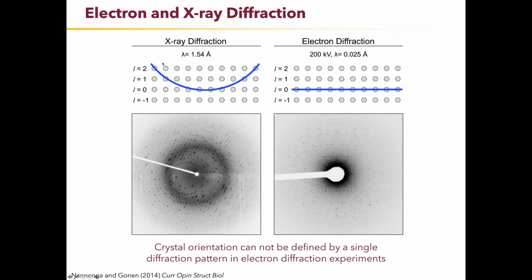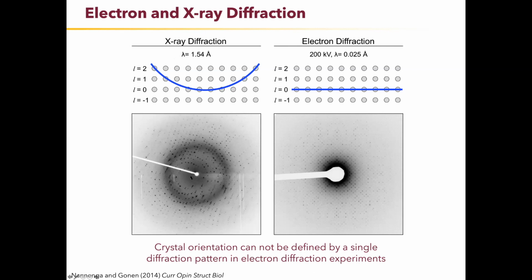Now with X-ray diffraction, your wavelength is about 1 angstrom, 1.54 if you're using a home source. That means that the Ewald sphere, which is drawn here in blue, is going to show you which reciprocal lattice points show up in your diffraction pattern: where this Ewald sphere intersects these points. And for X-ray diffraction, it's a sphere, so it's curved. And so you get a diffraction pattern on the bottom, which is a lysozyme diffraction pattern.